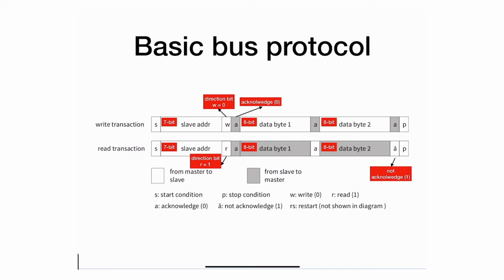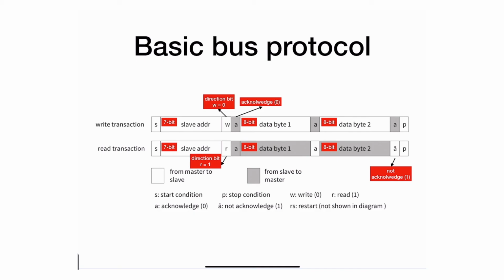Most important is the last byte for the read, because you want to tell the slave to stop sending you data. So for the last byte you receive from the slave, in this case the second byte, instead of an acknowledge, you send a not acknowledge. The slave knows that and just stops. Then you put a stop condition on the bus, and you release the bus.